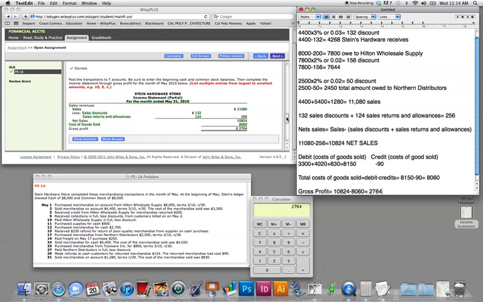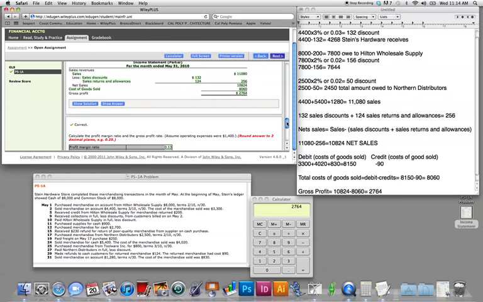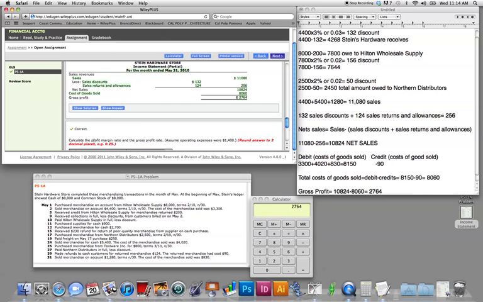Now our final portion of this problem is to calculate a couple of rates and ratios. First, we need to calculate the profit margin ratio and the gross profit rate. And also pay attention to this: assume operating expenses were $1,400. Also, we need to round our answer to 2 decimal places.